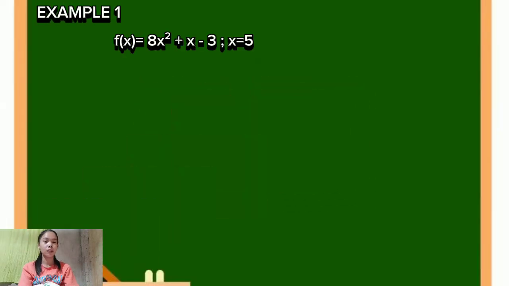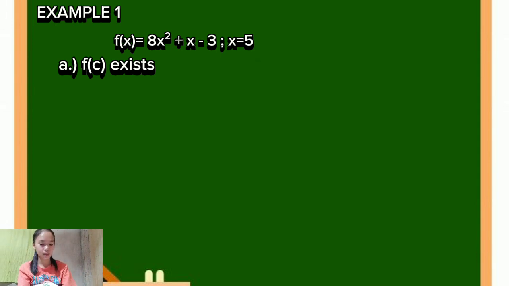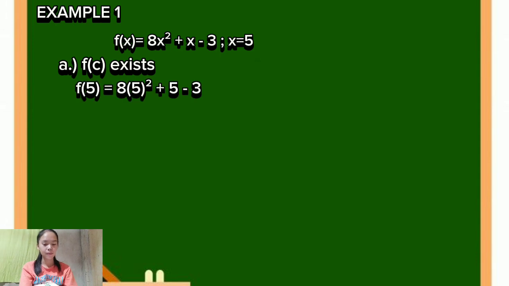f of x equals 8x squared plus x minus 3 as x approaches 5. Now, let's solve this problem. First condition, f of c must exist. So now, let's substitute 5 for x. So, f of 5 equals 8 times 5 squared plus 5 minus 3.